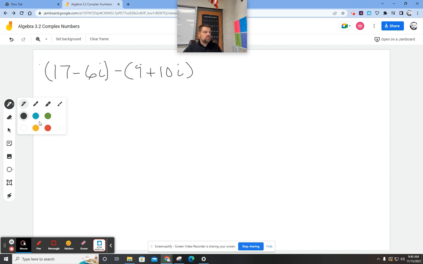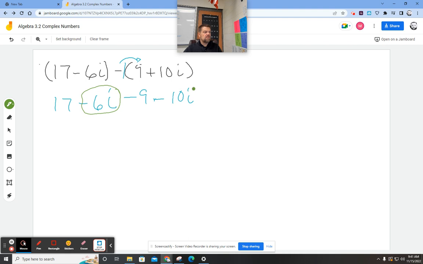Remember, what's the first step we got to do? Yeah, we're going to distribute this negative 1 through the parentheses. So this becomes negative 9i minus 10i. And then over here, we've just got 17 minus 6i. Combine like terms, sort of, right?